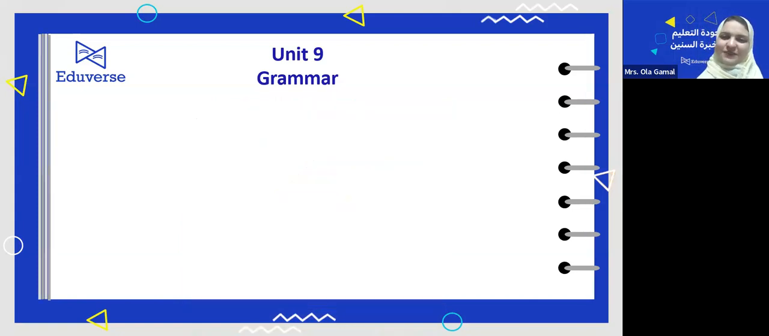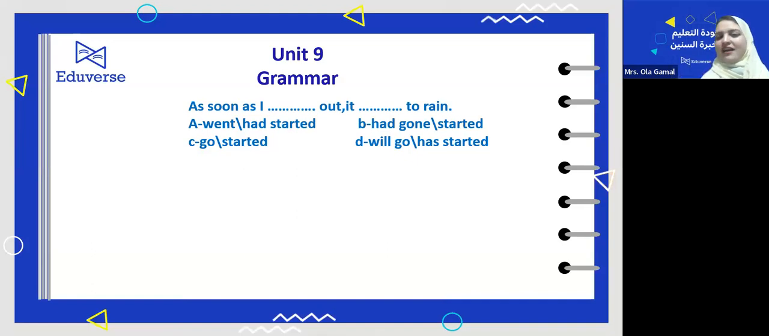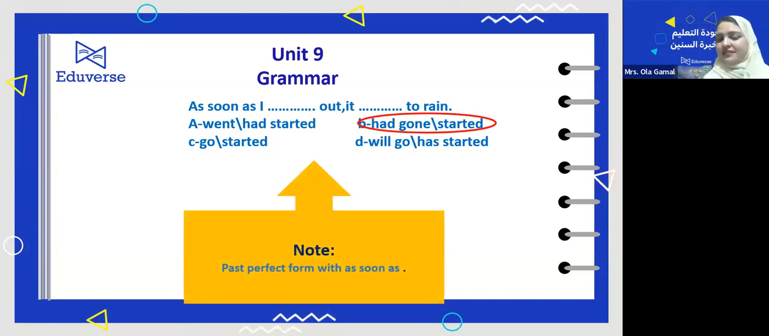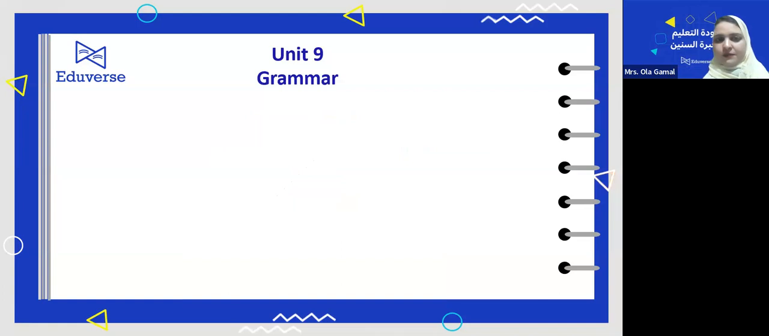Yes, excellent. Let's move on. As soon as the sun went out, it started to rain. We need to choose the answer here. Yes, it's going to be had gone and started, because this is normally past perfect after as soon as. This is the first action, then it has to be had gone, and then it started to rain. So in the first action, we always use past perfect, had and past participle.